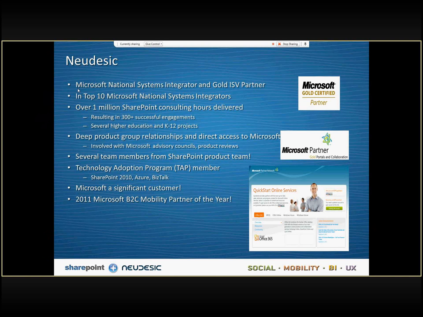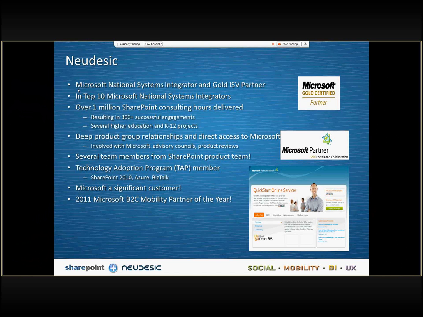We have over 1 million hours of SharePoint consulting delivered, if you can believe that, from the first version of the platform. Delivered lots of SharePoint engagements across the nation, several in higher education and even K through 12 environments. So we have deep product group relationships with folks at Microsoft. Lots of our staff are actually from Microsoft, have either been there before, left Udesic, gone back to Microsoft, and joined back into the team.